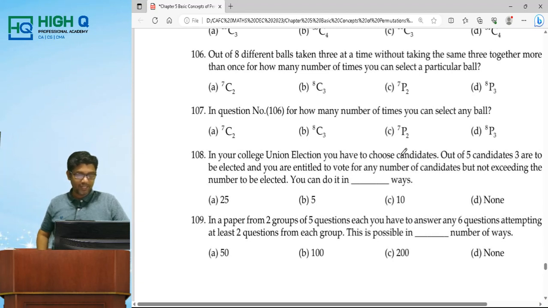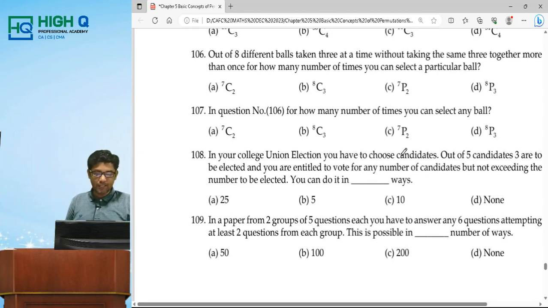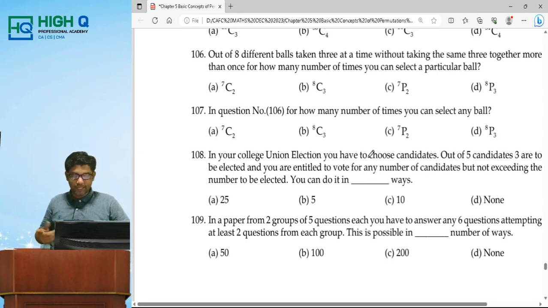In your college union election, you have to choose a candidate out of 5 candidates, 3 are to be elected, so that you are entitled to vote for any number. Same answer, na? 25. Just now we did the same question. 107, 8C3. For how many number of times you can select any ball? 8C3. 108 is same. Am I right, my dear? Yeah, 25.